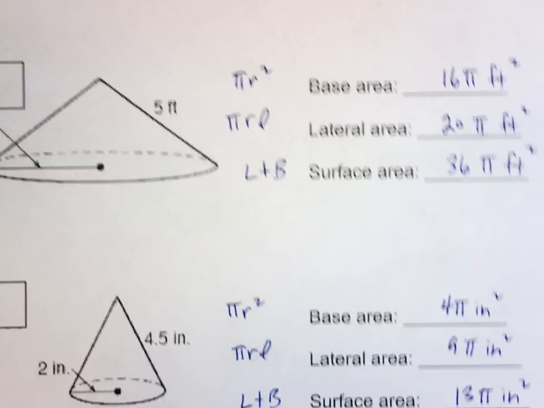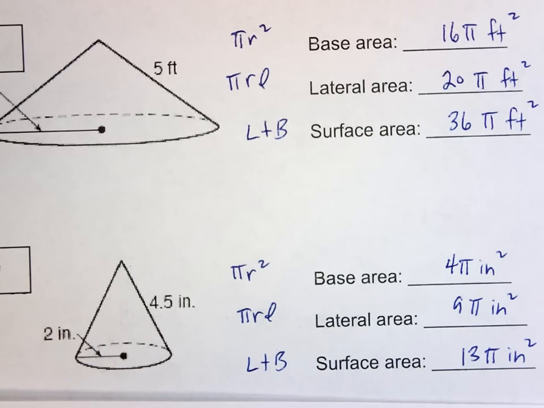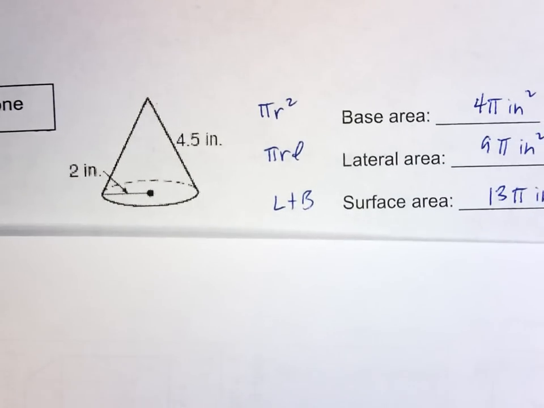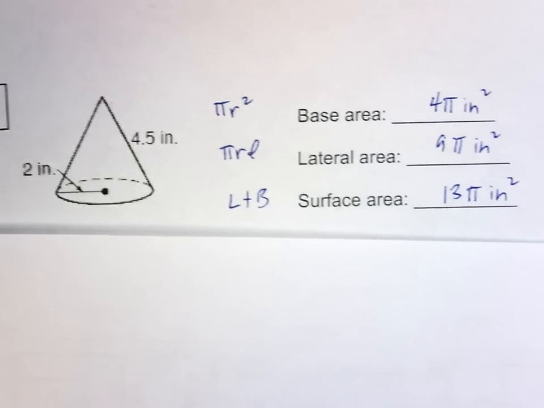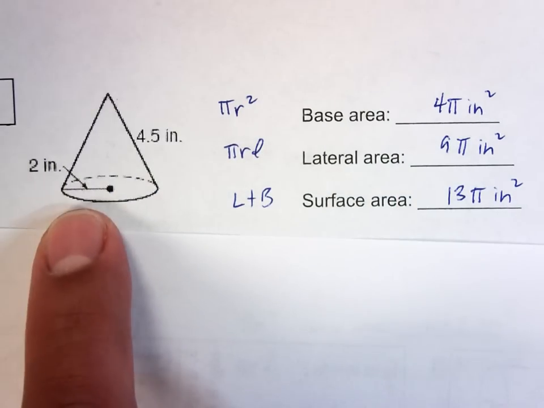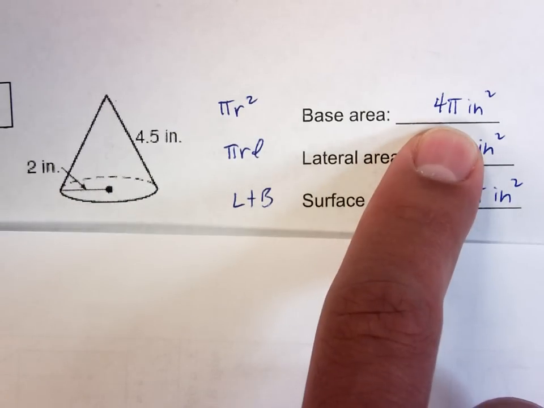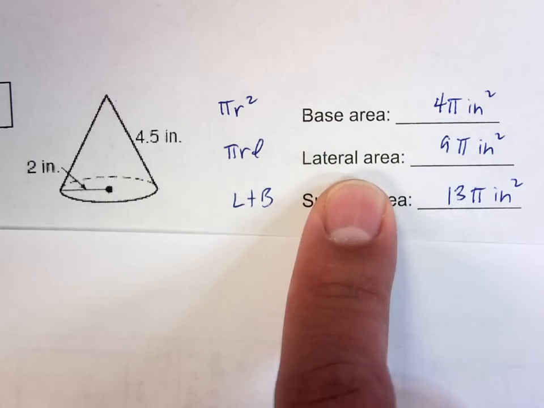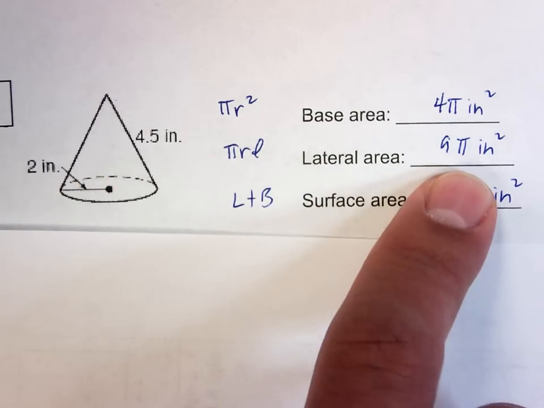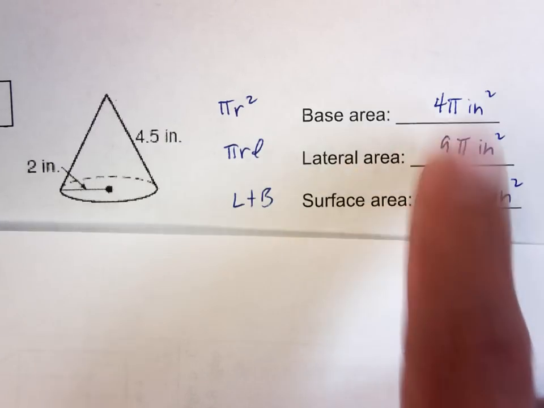All right, this one. Again, before you start looking at my answers, try them on your own, see what you get. And then check your answers with what I'm getting. So again, base area. The radius is 2, 2 squared is 4, my base area is 4 pi. Lateral area is again pi r l. So 2 times 4.5 gives me 9, and I've got my pi, 9 pi. Add these two up, 13 pi.